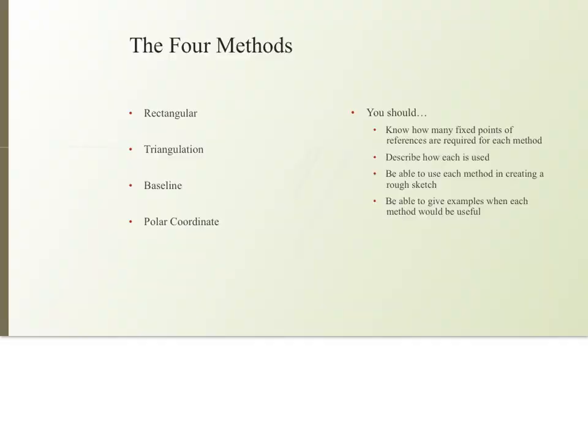There are four methods that you need to know: the rectangular method, triangulation method, baseline, and polar coordinate methods. With each of these, you need to know how many fixed points of references are required, how each is going to be used, and you need to be able to use each method in creating a rough sketch. And we'll go over examples of this because I know the figure in your book can be a little confusing at times, at least it was for me. And then give examples when each method is useful.